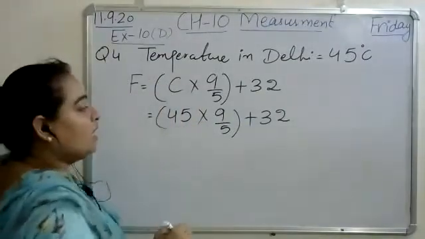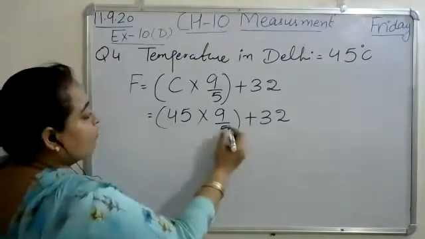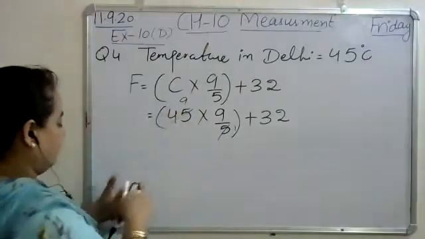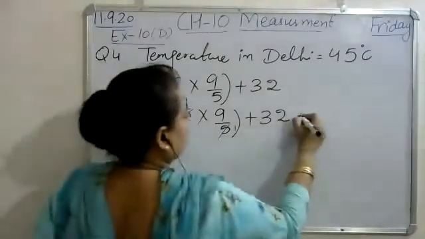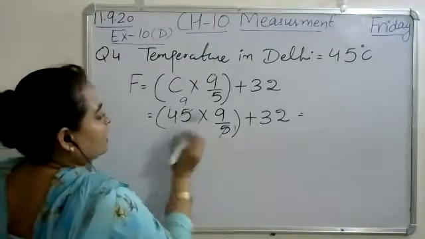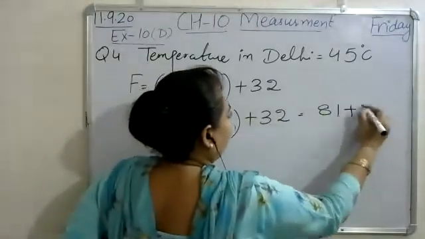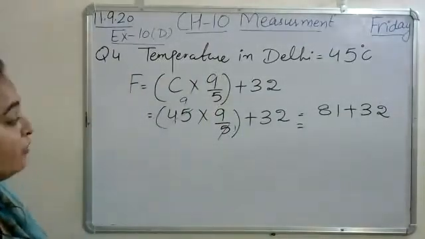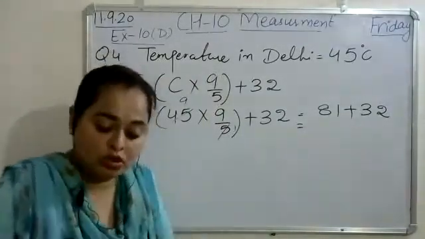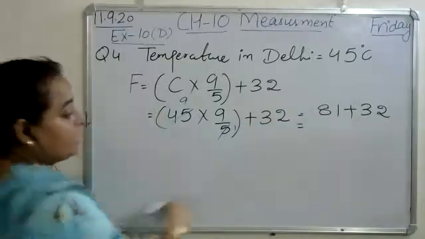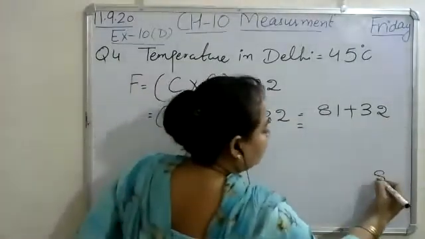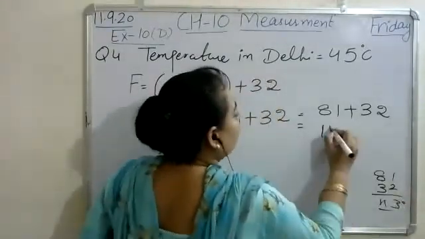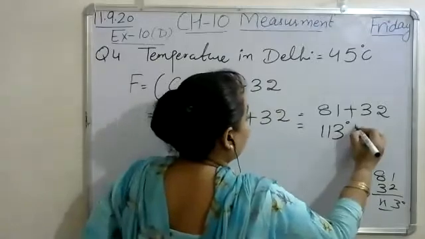Now cancellation in the table of 5. 5 ones are 5, 5 nines are 45. So 9 multiplied by 9, 81, plus 32. So add 81 with 32. Look here, 81 with 32, 113. 113 degrees Fahrenheit.